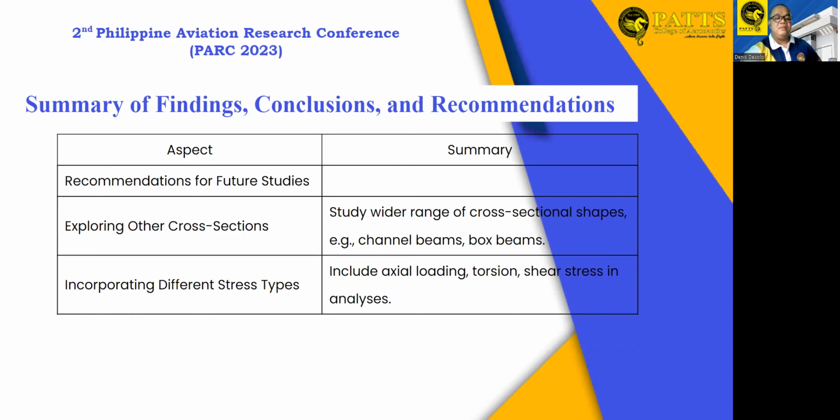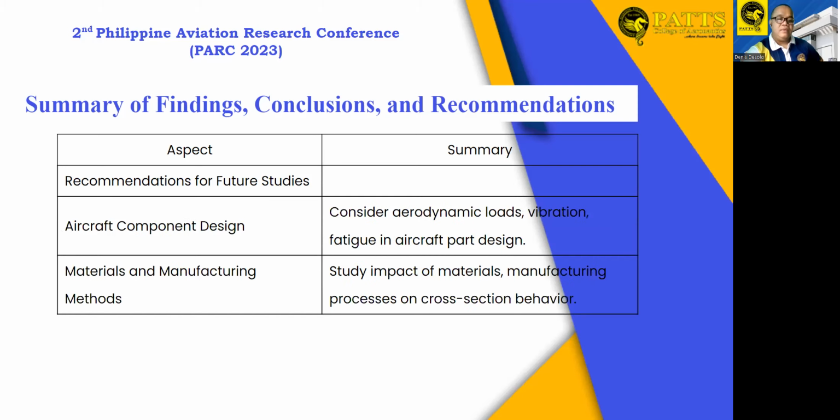Recommendations for future studies. Exploring other cross-sections: we need to study a wider range of cross-sectional shapes such as channel beams and box beams. Also, we need to incorporate different stress types. We need to include axial loading, torsion, and shear stresses in the analysis. For the aircraft component design, consider also aerodynamic loads, vibration, and fatigue in aircraft part design.